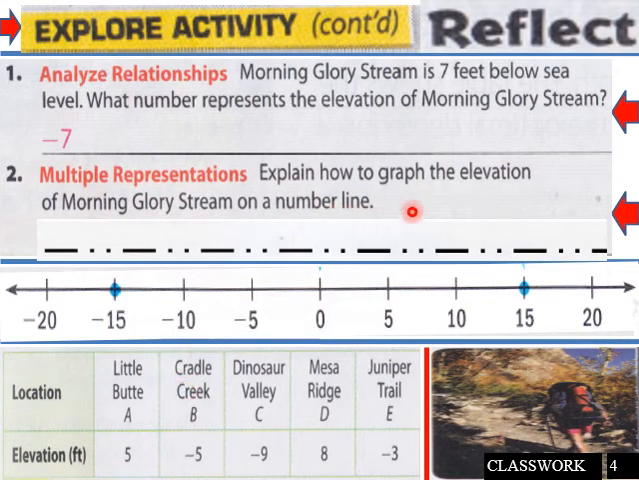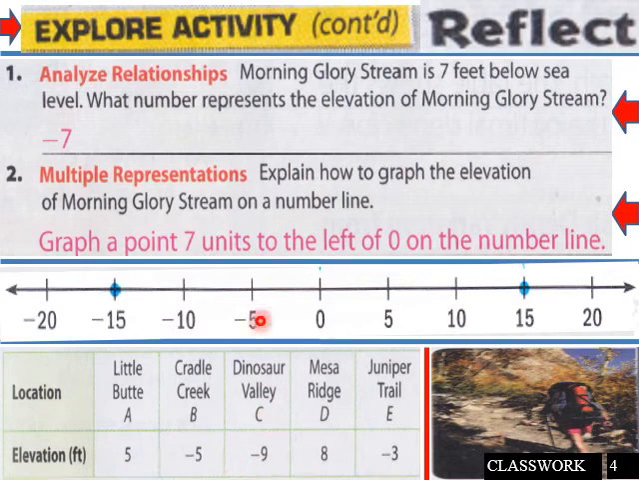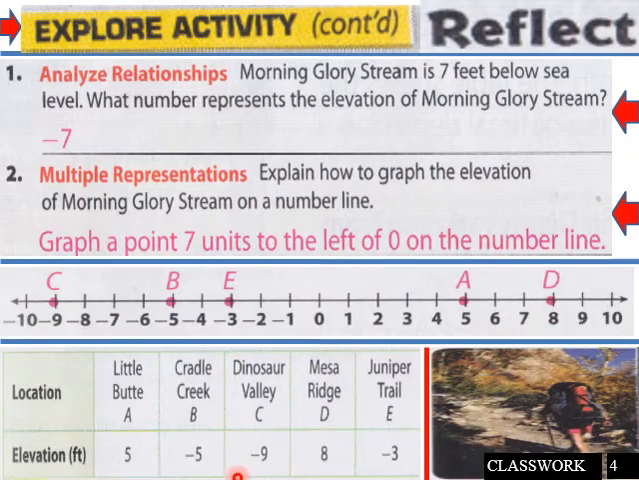And then explain how to graph the elevation of Morning Glory Stream on a number line. Graph a point 7 units to the left of 0 on the number line. And students, would you go ahead and graph that using this number line here? If you could graph this 7 units to the left of 0, which is the origin. That'd be right there.